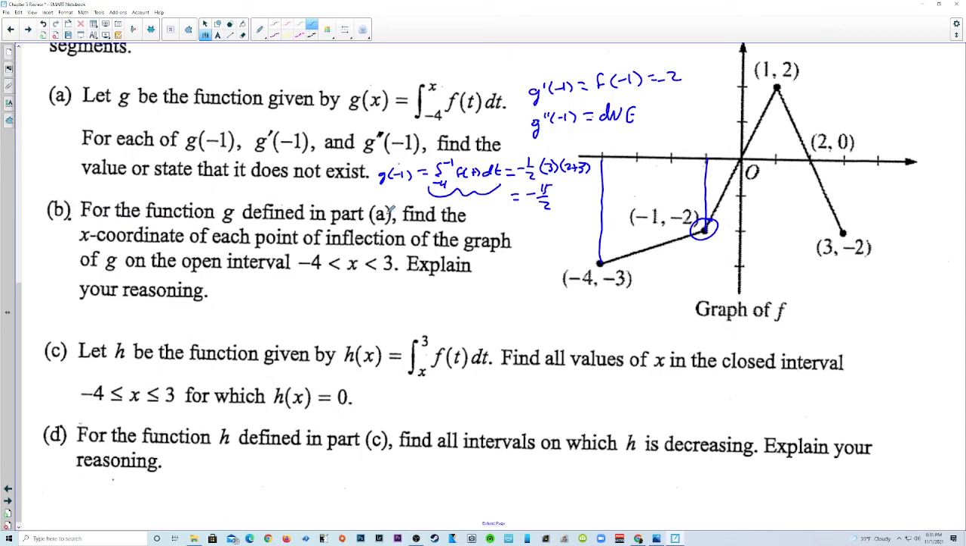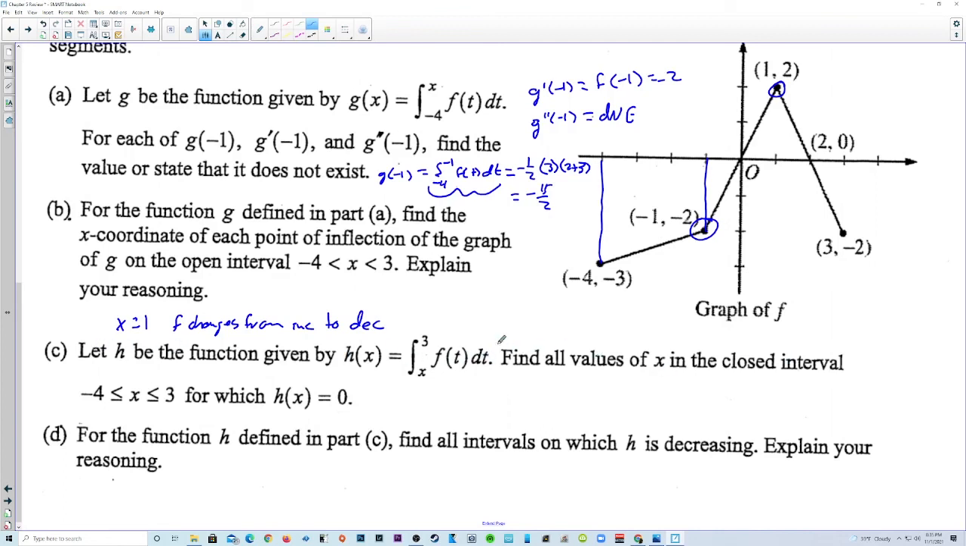For the function g defined in part A, find the x-coordinate of each point of inflection of the graph of g on the open interval. Explain your reasoning. So from -4 to 3, what do we want? All the points of inflection. So the only point of inflection is at 1. So x equals 1 because f changes from increasing to decreasing.